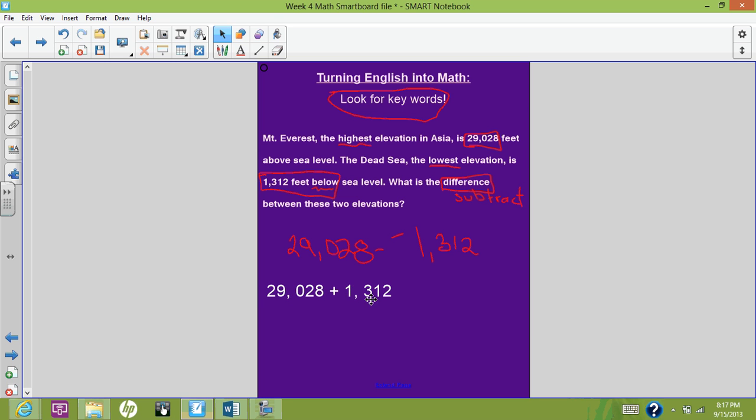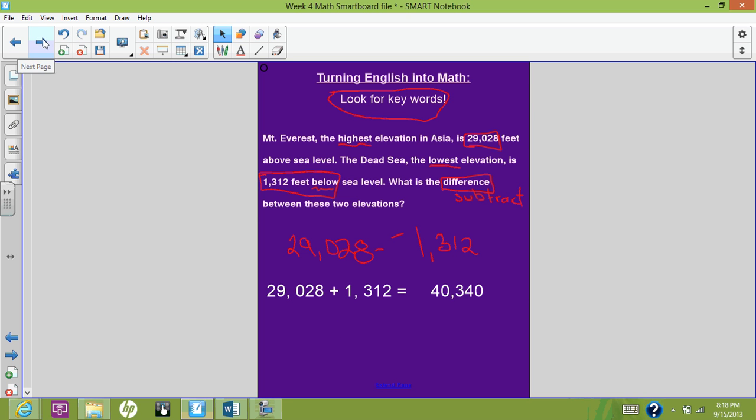Rewrite subtraction as addition. And then hopefully you guys can add multi-digit numbers like this. Our answer, let me see if I can do this in my head real quick, is going to be 40,340 feet. That is the difference between Mount Everest and the Dead Sea. And if I made a little math mistake, I apologize. If you call me out on it and you're right, I'll give you a piece of candy.